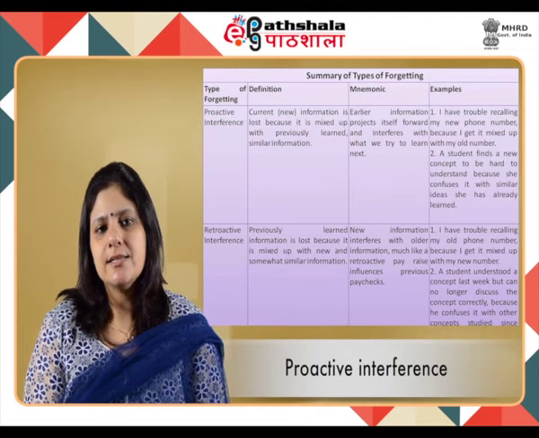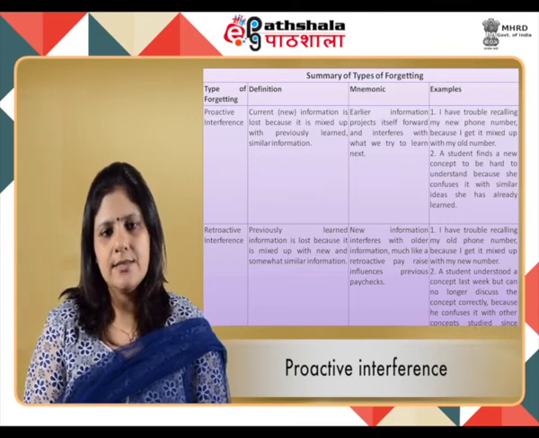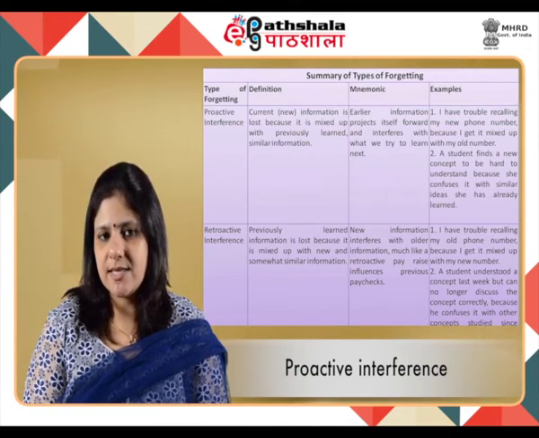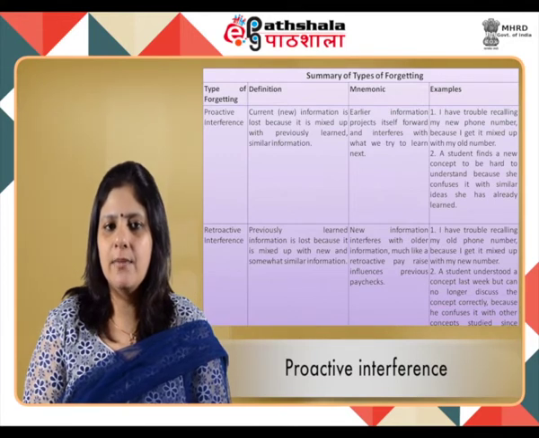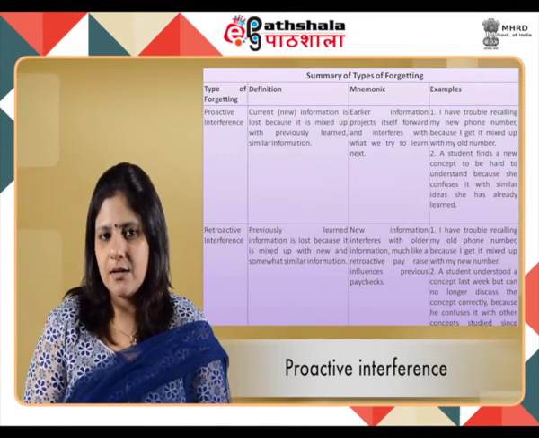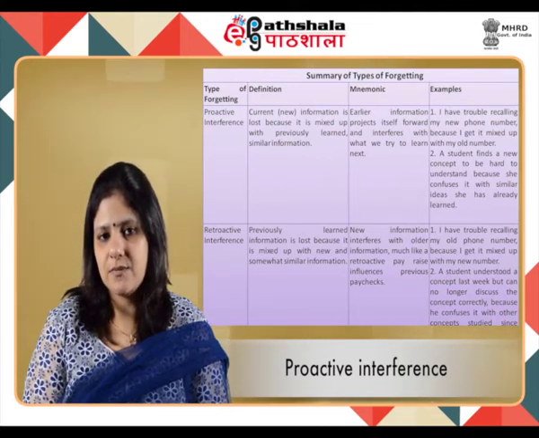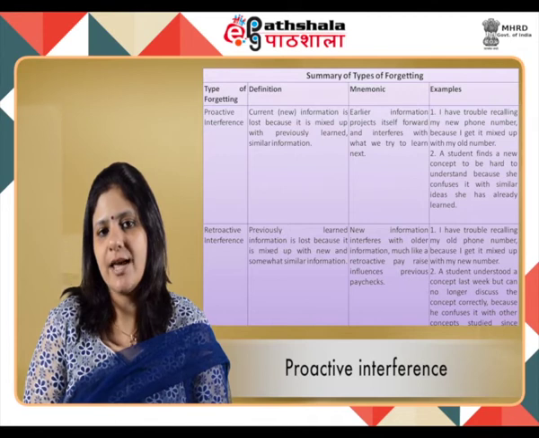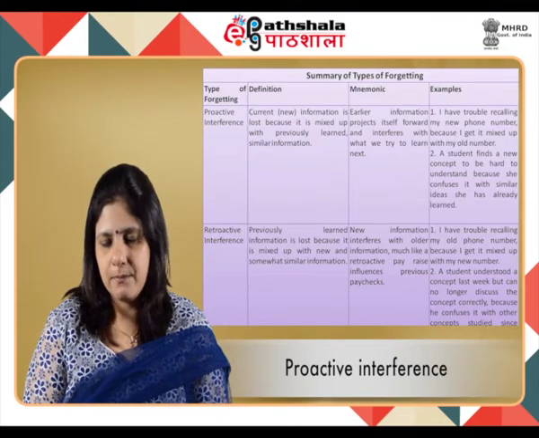Now let's understand the types of forgetting, a summary of all we have done in forgetting. It could be proactive interference, or retroactive interference. Proactive, to summarize, would be current information is lost because it is mixed up with previously learned information. Retroactive, previously learned information is lost because it is mixed up with new and somewhat similar information. Early information projects itself forward and interferes with what we try to learn next, and new information interferes with older information, much like a retroactive pay raise influences previous paychecks.